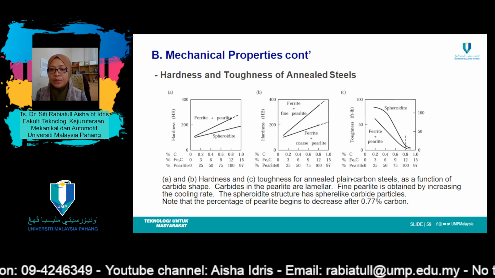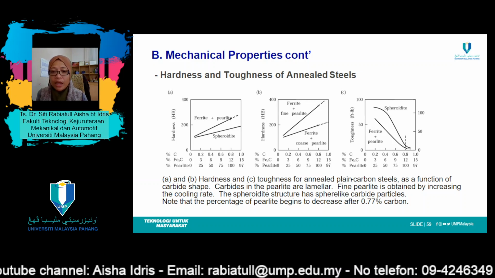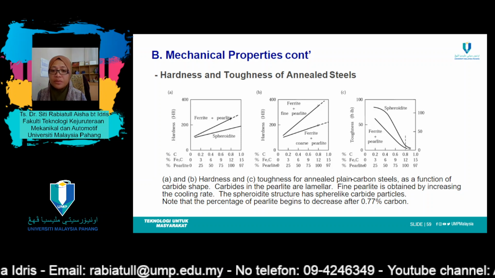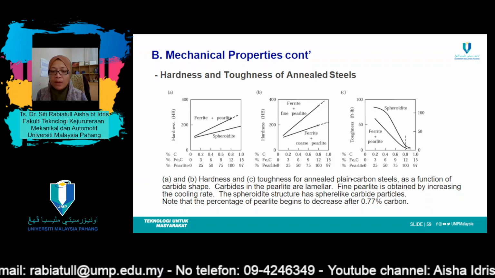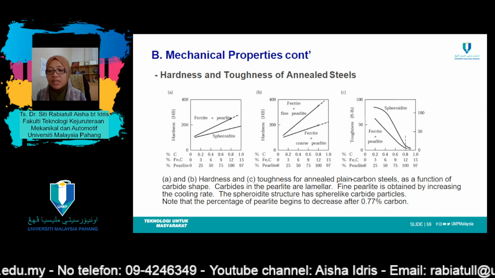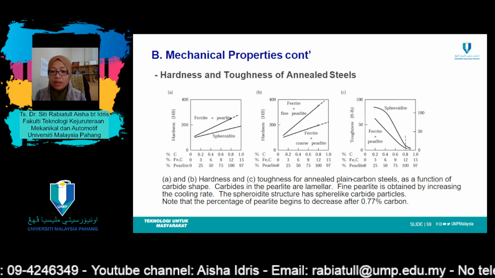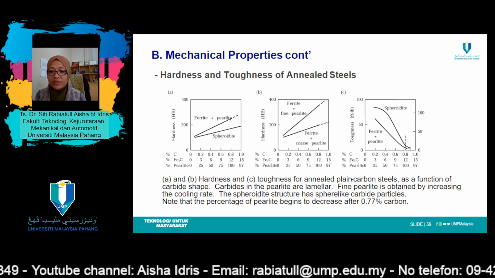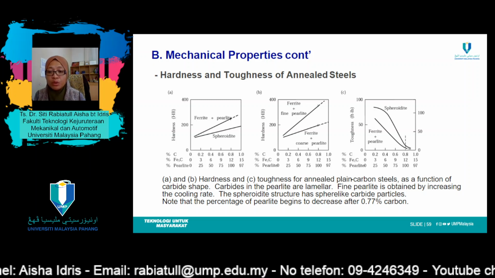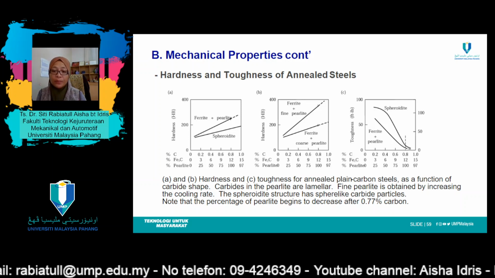And this graph over here shows the hardness and toughness of annealed steel. Figures A and B show hardness, C toughness, for annealed plain carbon steel as a function of carbide shape. Carbides in the pearlite are lamellar in shape. You still remember what the lamellar shape is, right? Fine pearlite is obtained by increasing the cooling rate. The spheroidite structure has sphere-like carbide particles. And if you notice from this graph, the percentage of pearlite begins to decrease after 0.77 weight percent of carbon.